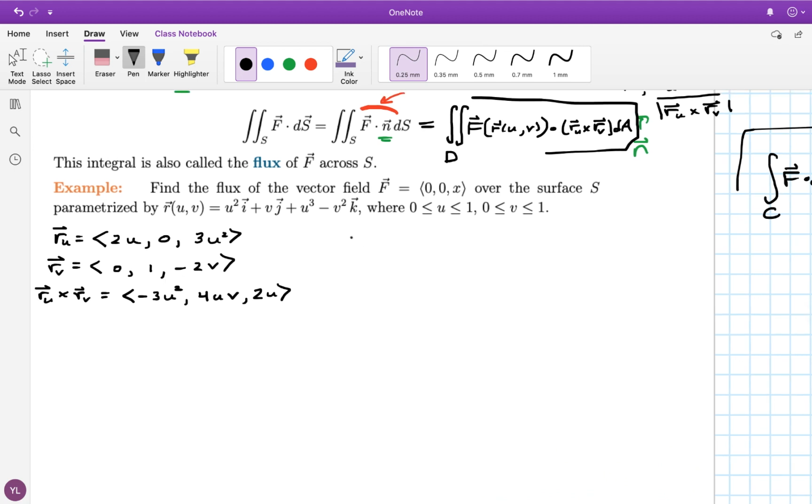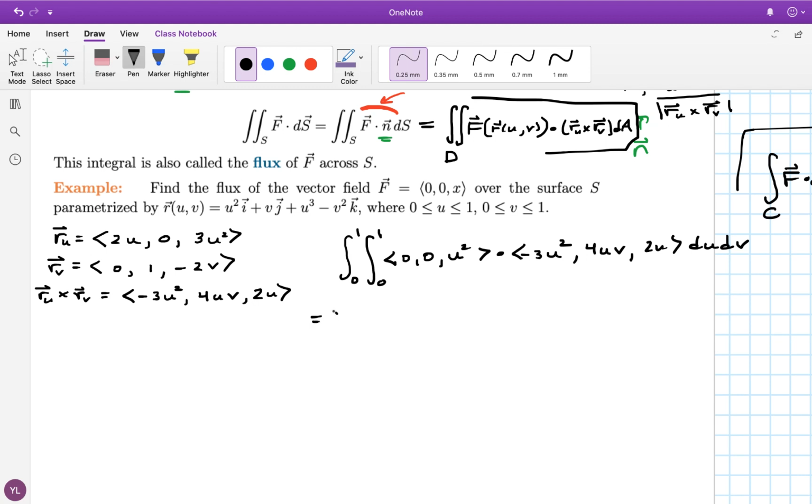So my parameterization has U ranging from 0 to 1 and V ranging from 0 to 1. So that's the parameter space D. And then I'm going to take my vector field and evaluate it at the parameterization. So the vector field is 0, 0 times the x component. The x component here, where is it? Is given by U squared. So that is evaluating the vector field at the parameterization. And I dot that with RU cross RV.